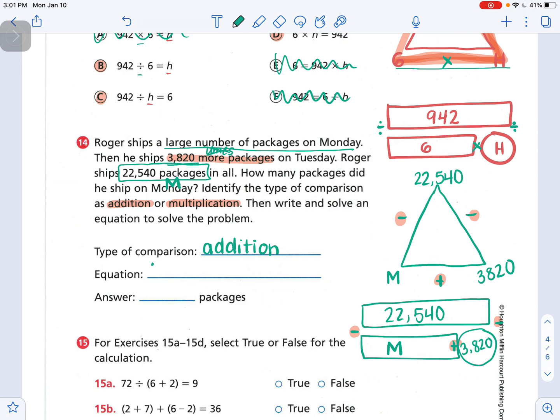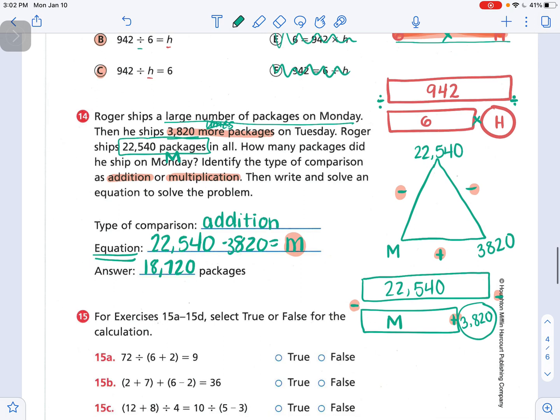So you can do 22,540 minus 3,820 equals m. Remember, when I have an equation, I also need a letter, okay? But you could do any of these equations. You could have done 22,540 minus m equals 3,820. If you did that correctly and you wrote out your equation, you should have gotten 18,720 packages on Monday. Okay?